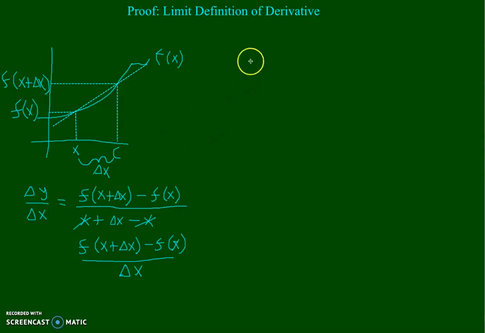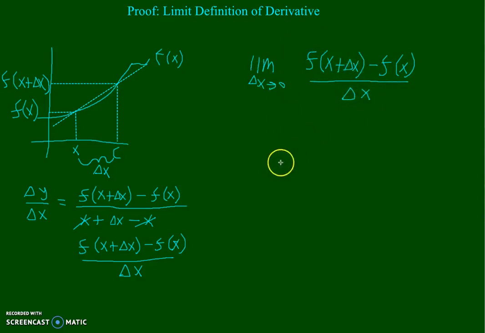So what I'm going to do then is take the limit as delta x approaches 0 of this difference quotient, f of x plus delta x minus f of x all over delta x. And there you have the limit definition of a derivative.